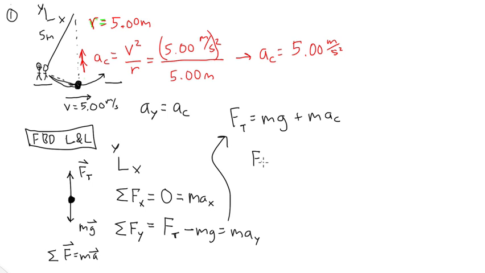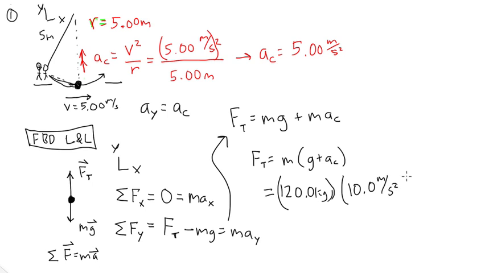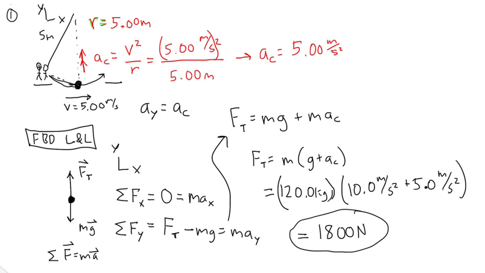So, what's that? Ft is the mass times g plus centripetal acceleration. In this case the mass is the mass of Luke and Leia together, which is 120.0 kilograms. G on the Death Star is 10.0 meters per second squared, and the centripetal acceleration is 5.0 meters per second squared. So that's going to be 15 meters per second squared times 120 kilograms, which is going to be 1,800 newtons. And that is the tension the cable has to be able to handle. There you go. And on to the next problem.